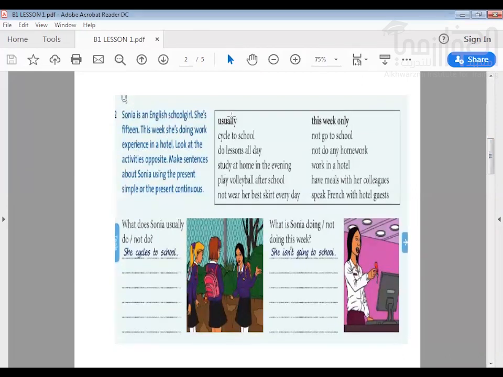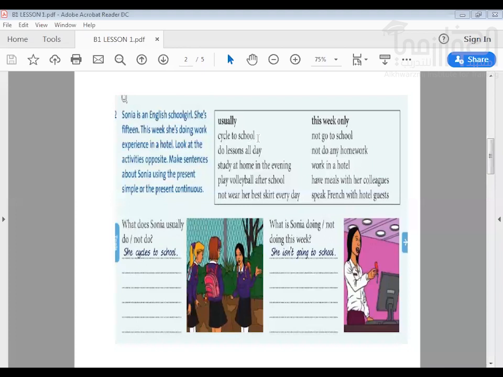So let's look at usually and this week only. So usually means what? We are using the present simple. So what she usually does is the present simple. And what she's doing this week is the present continuous. So we change all these sentences into present simple, mudari basit, and these sentences into present continuous. So let's look at the first. Let's take the first one.